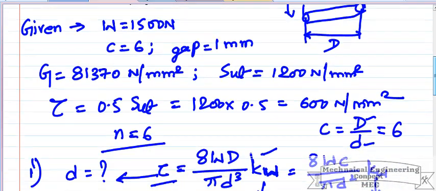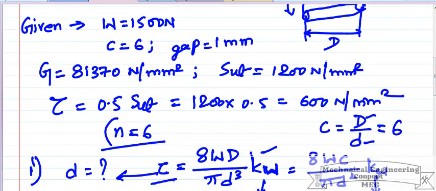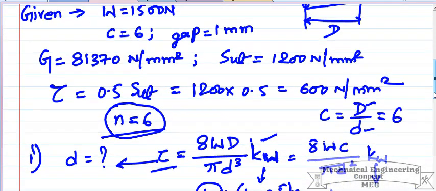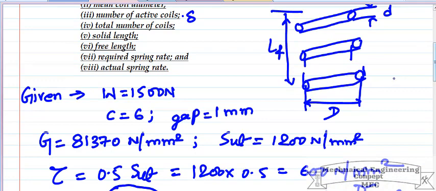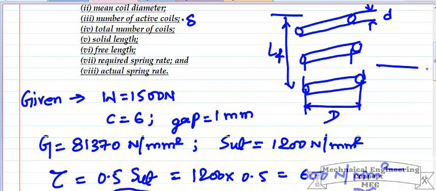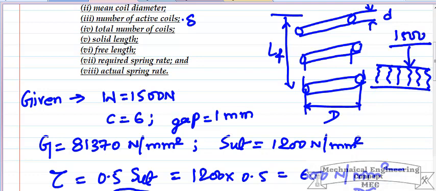One given data I have neglected, which is this one, the total number of springs. Here we have a total number of springs 6, which can be understood like this. Suppose this is the plate. In this, 6 springs are arranged in parallel order, and W is applied, which is 1500. This will distribute equally in the springs because they have a parallel arrangement.